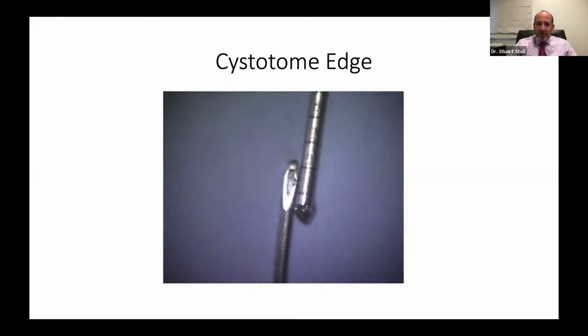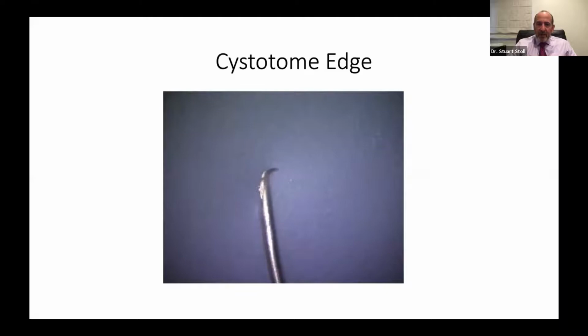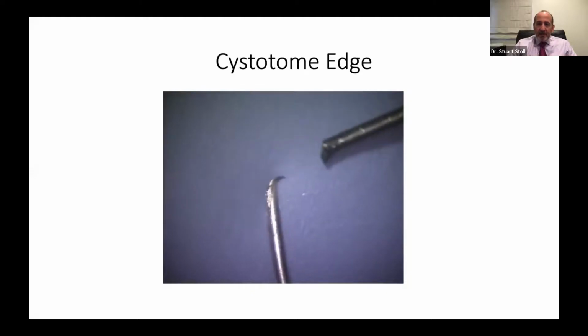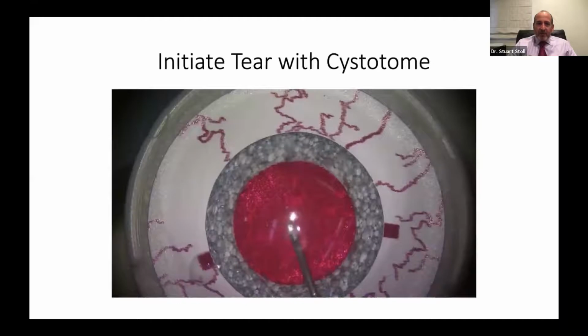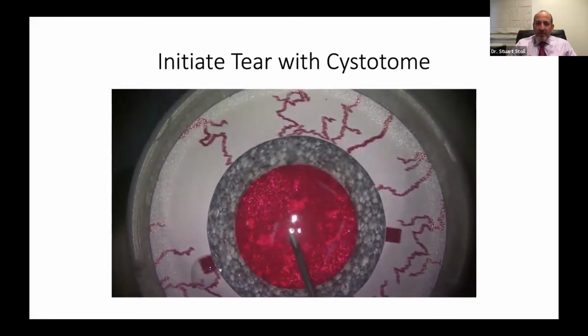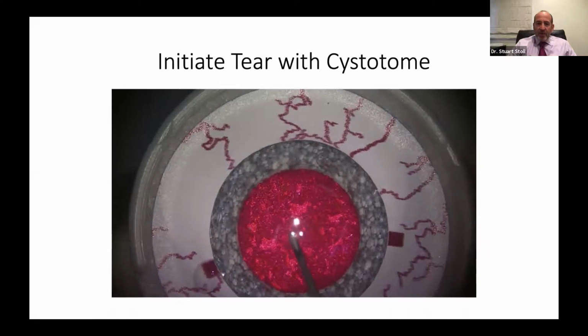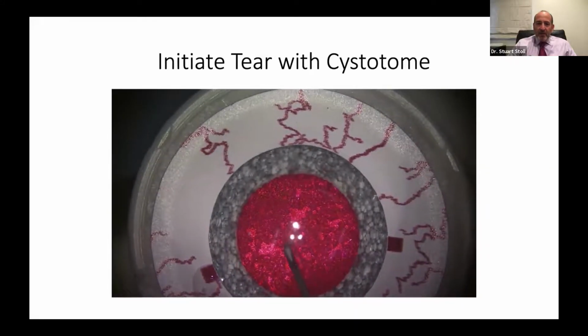It's in better focus now. That's the cystotome needle. There's the side. That's the cutting edge right along there. That's what we want to use to cut the capsule predictably. So here we are. We're going to initiate the tear with the cystotome. We're right in the center. The light reflex is there. We're going to poke in, and now we're going to drag directly horizontally.